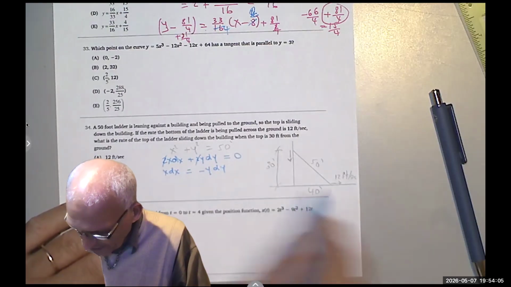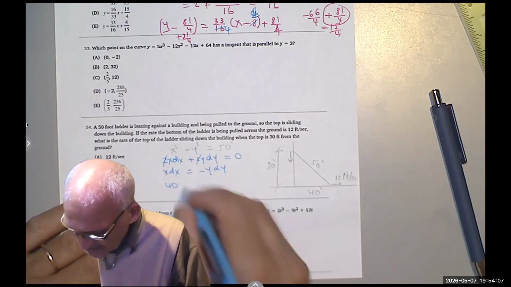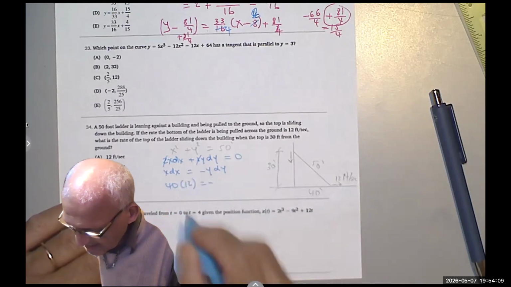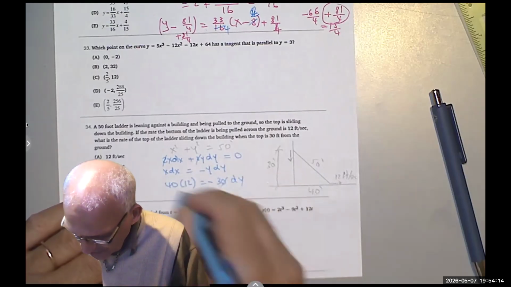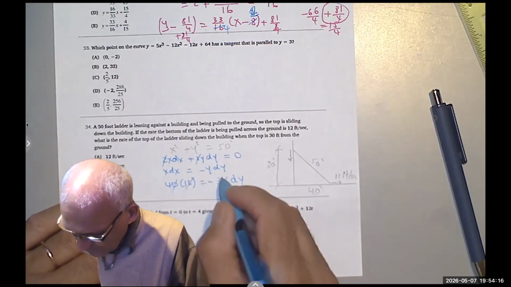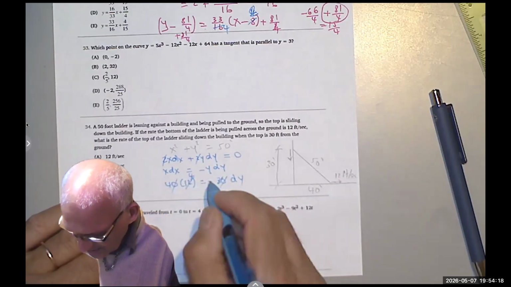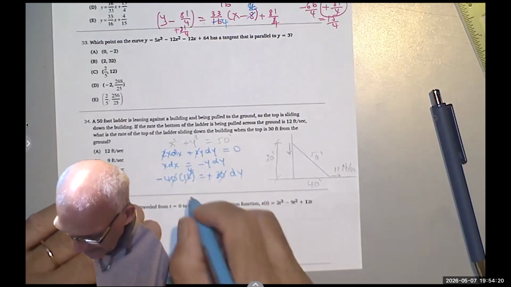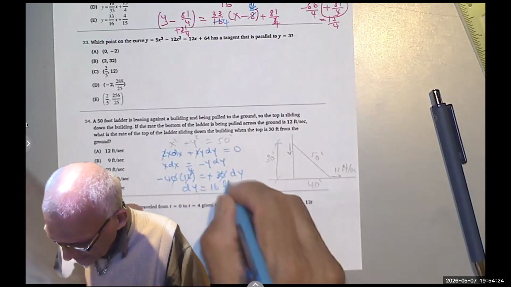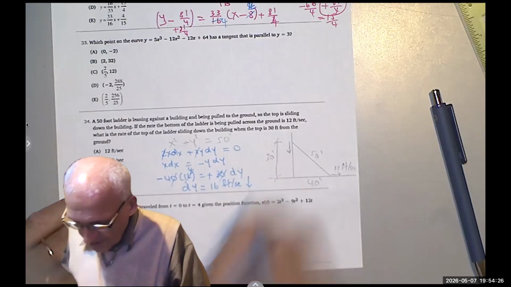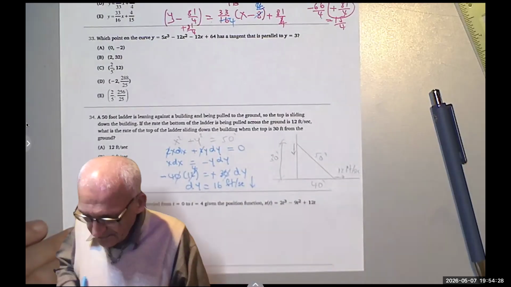X is 40. Dx is 12, equals negative. Y is 30, dy. 0 and 0. 12 over 3 is 4. Negative and negative. So I get dy equals 16 feet per second going down, which is E.